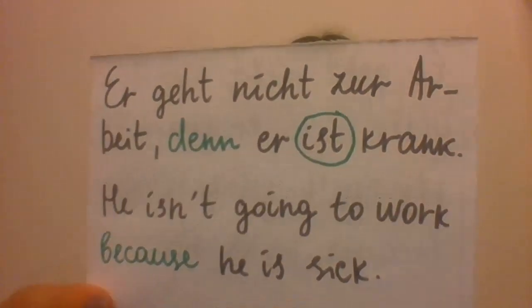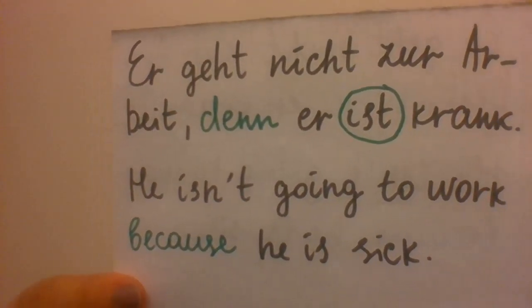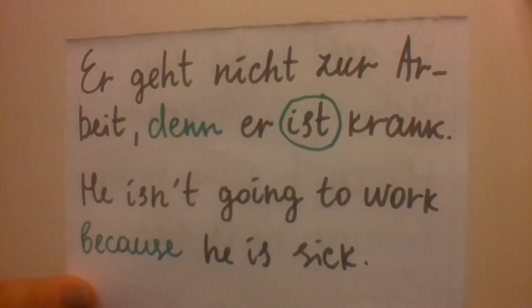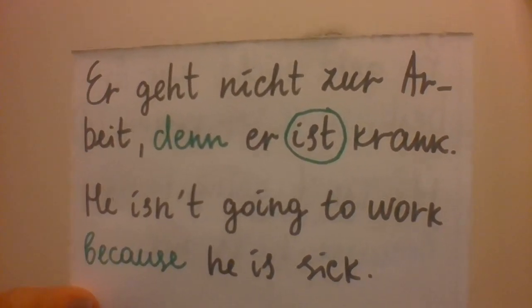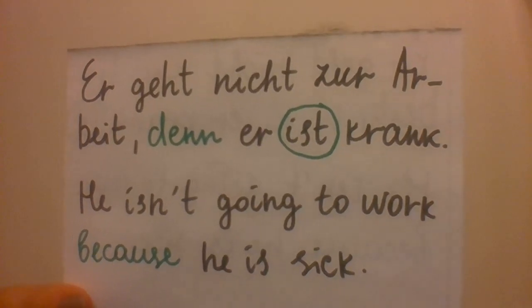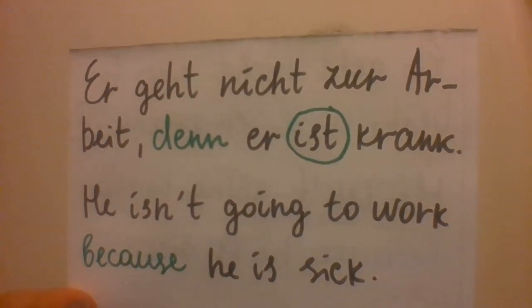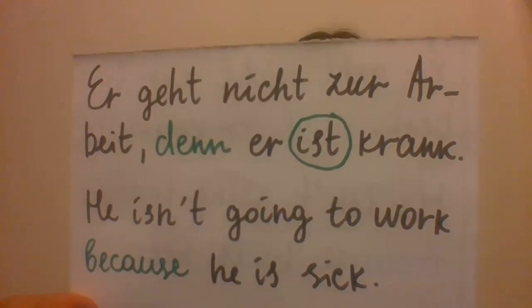So, the conjunction denn, I will also show you from these cards in which situations and in which sentences we use it and which word order we have in the sentence when we want to use denn. So let's get started with our first sentence and first example. Er geht nicht zur Arbeit, denn er ist krank. He is not going to work because he is sick.